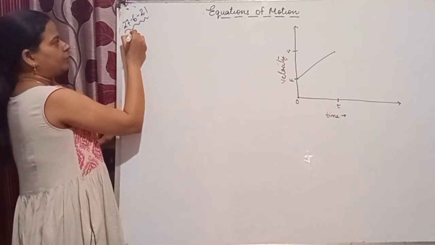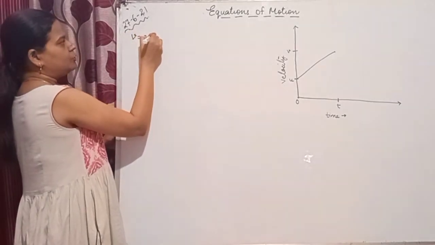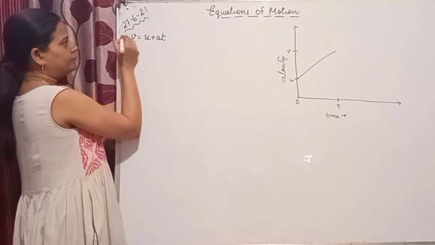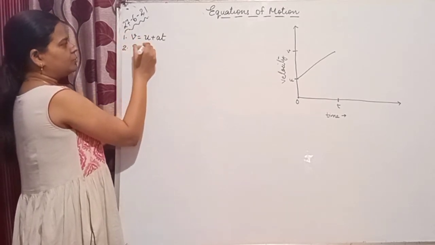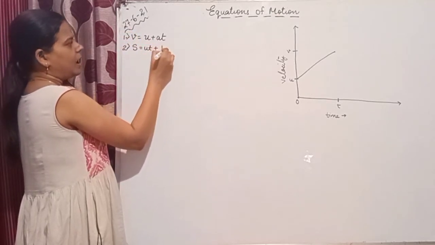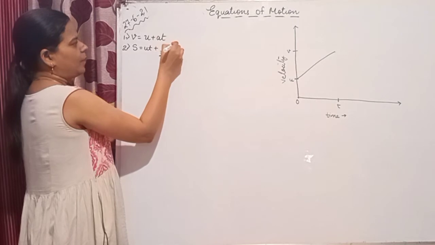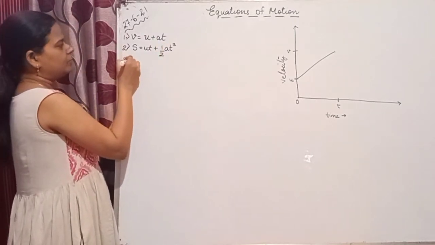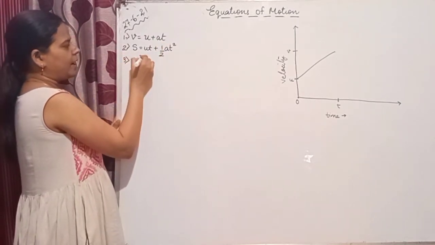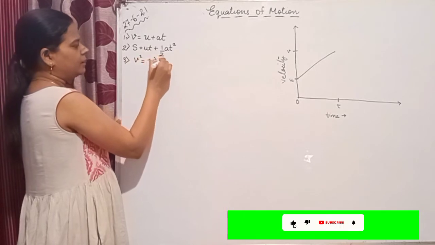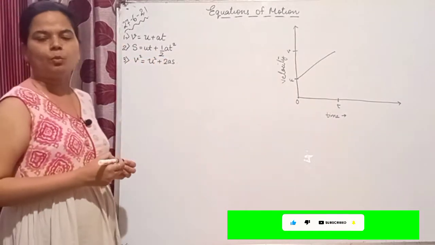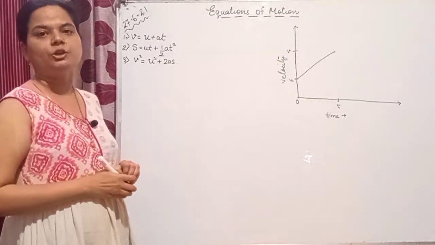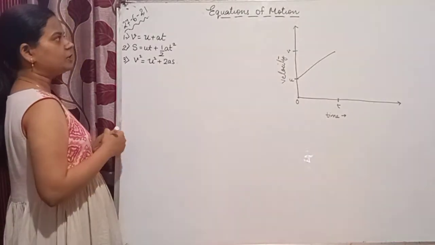First is v equals u plus at. Second equation is s equals ut plus half at square, and third equation is v square equals u square plus 2as. Now let us see what are the meanings of the initials that we have used in these equations.